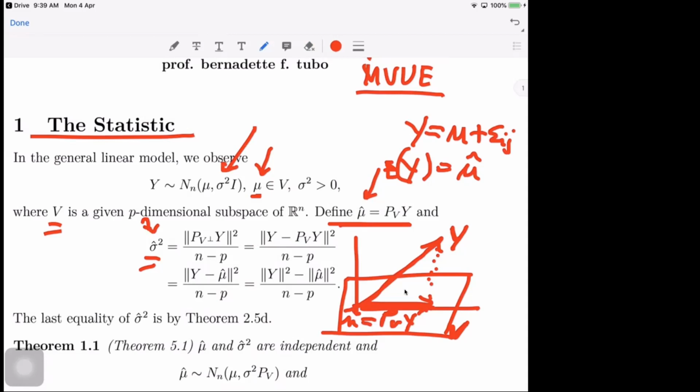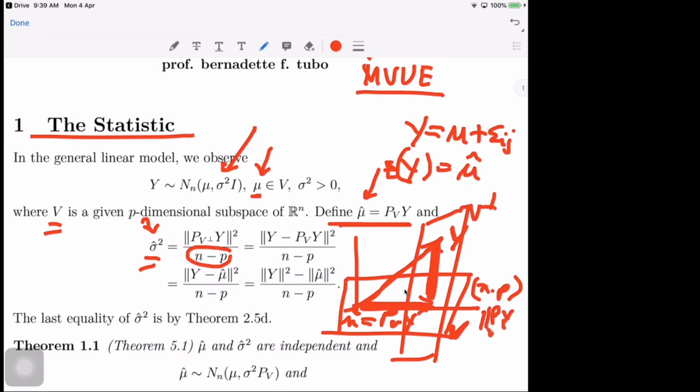So where is V perp? V perp is the orthogonal subspace to V. And then you divide it by n minus p. So sigma hat square will be 1 over n minus p times the square norm of the projection of y onto V perp.